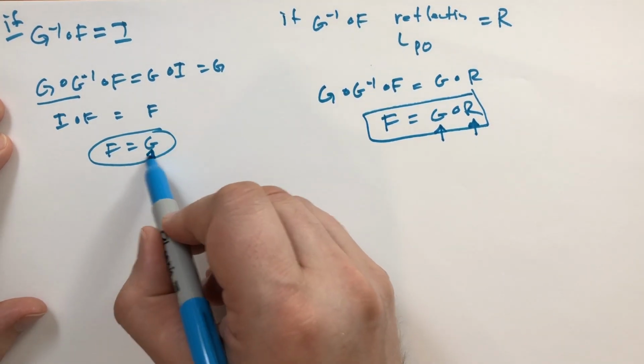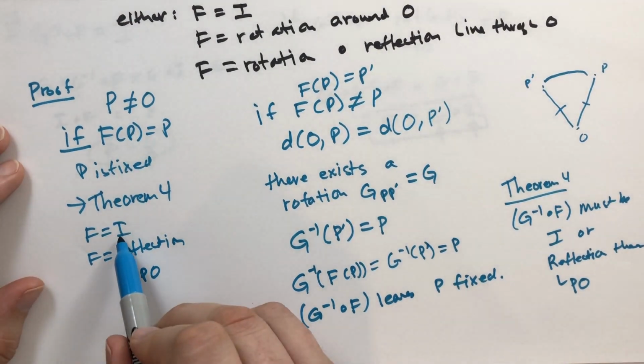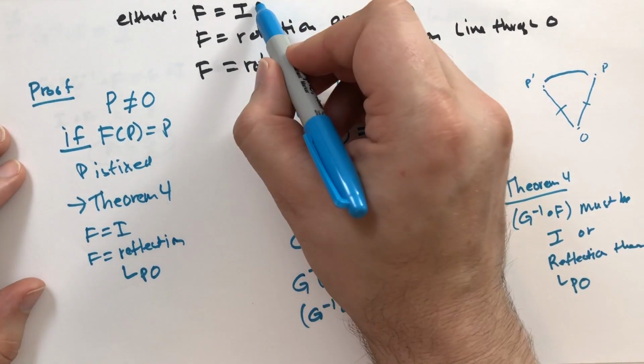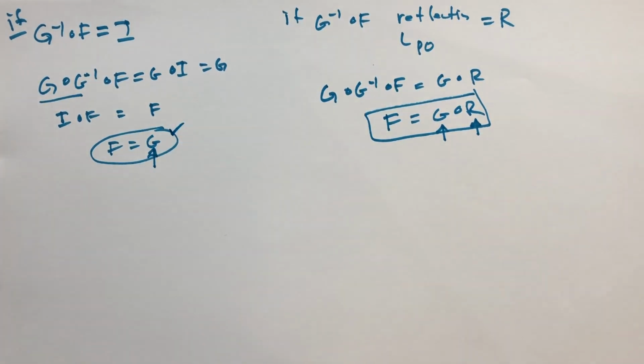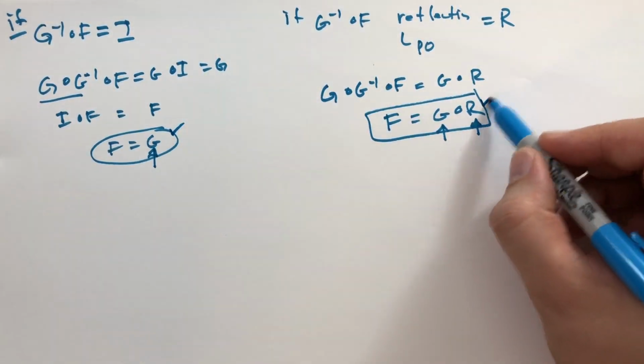So F could be just a rotation, or F could be a rotation applied with some R, or, going back to here, F could be the identity, or F could be the reflection. So let's list that out. F could be the identity, check. F could be a rotation around O, so that would be down here, check. F could be a rotation composed with a reflection, check.